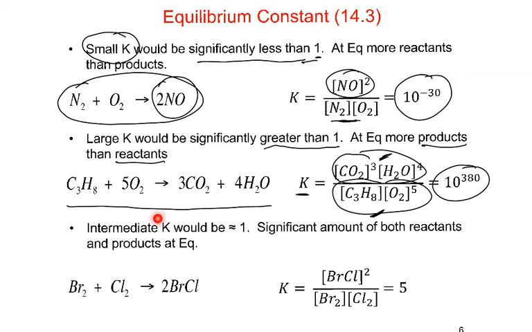And intermediate values of K, so these are things that are something close to 1. In that case, we have significant amounts of both reactants and products at equilibrium. One example of a reaction that is true for is this one here. It has an equilibrium constant of about 5. And so we would say we have significant amounts of both reactants and products at equilibrium.